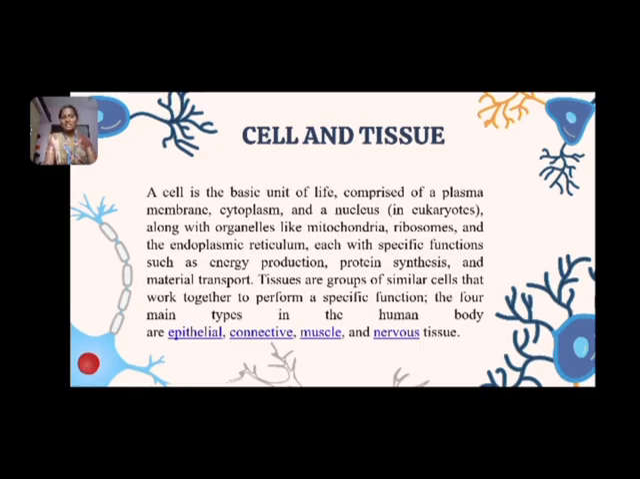As we know, the cell is the basic unit of life, comprised of plasma membrane, cytoplasm and nucleus, along with organelles like mitochondria, ribosomes and the endoplasmic reticulum. Each has specific functions: energy production, protein synthesis and material transport that take place in the cell. Tissues are a group of similar cells that work together to perform a specific function. The common types of tissue are epithelial, connective, muscle and nervous tissue.